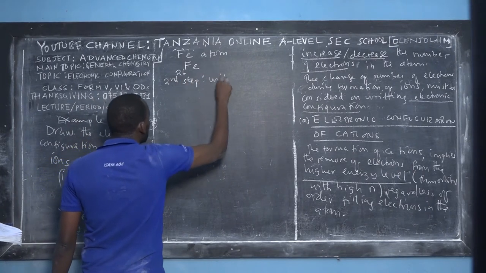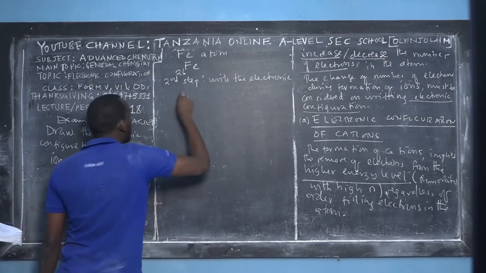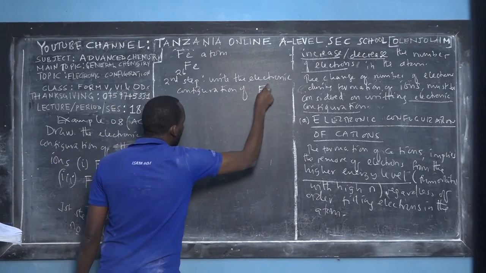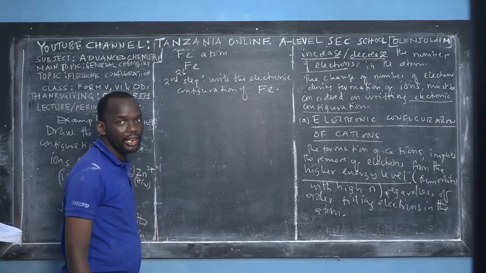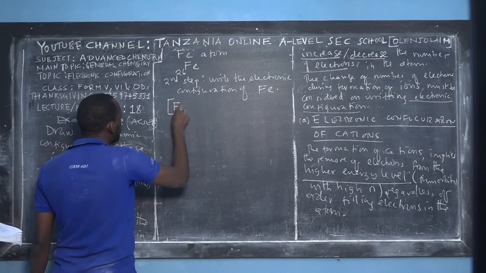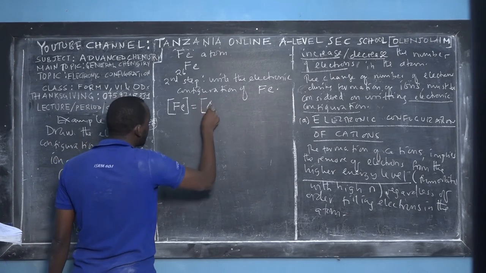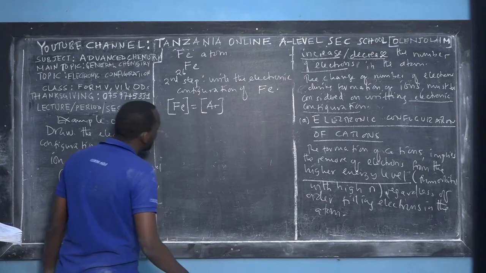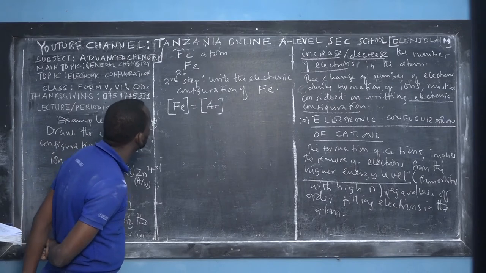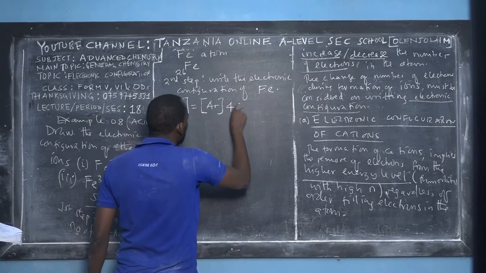The electronic configuration of the iron atom. The corresponding noble gas is neon. No, it's argon now. How many electrons does argon contain? 18. And this is 26. So 26 minus 18 is equal to what? 8. So the next energy level for this case is 4s.